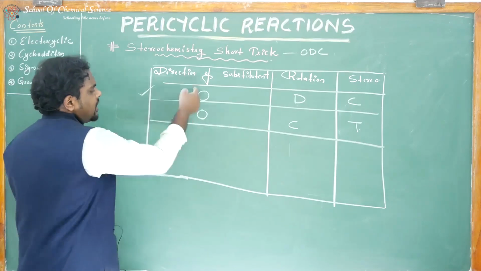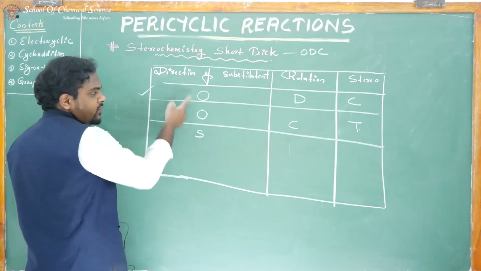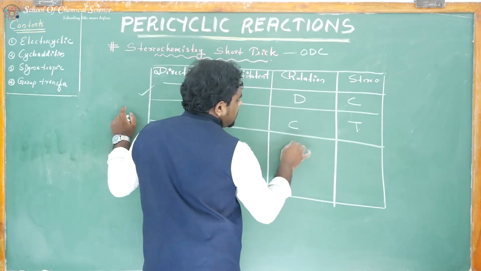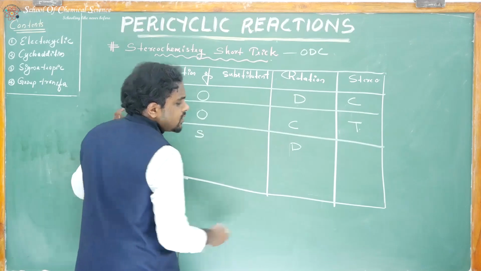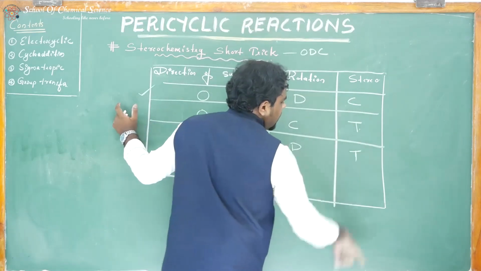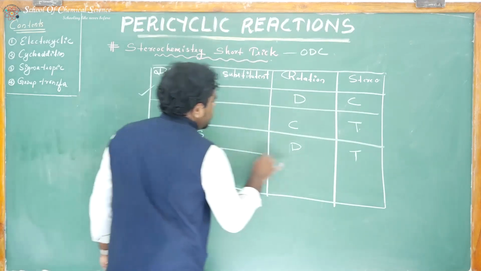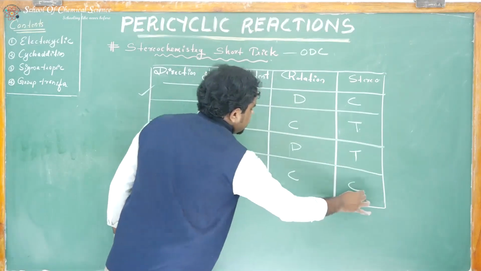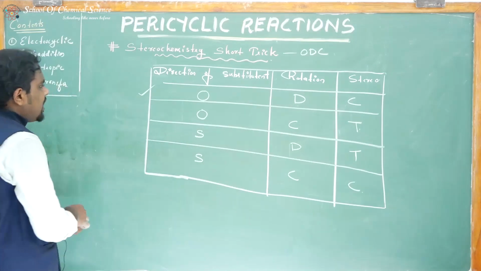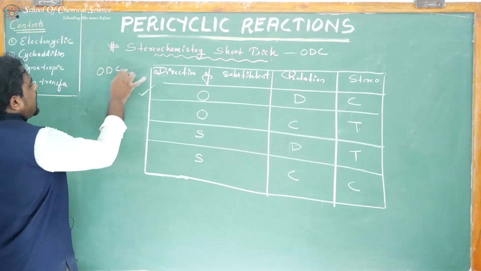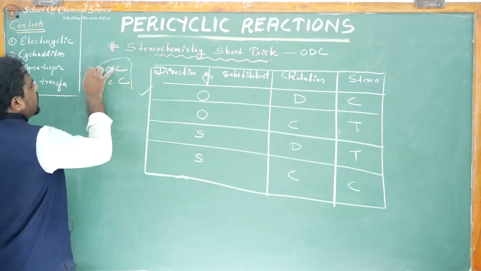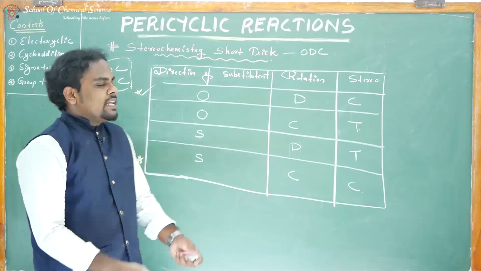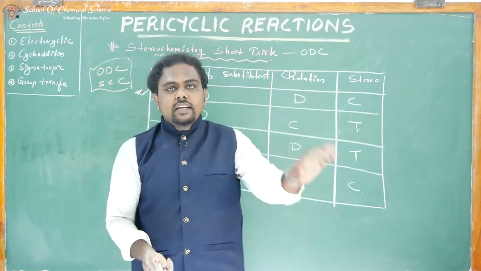Now compare with this. Substituents are same. You have to compare with the first one. Substituents are same, then disrotation, same disrotation, but instead of cis here it is trans. Then substituents are same, con rotation, cis. So remember two things: ODC and SCC. That way you can predict the stereochemistry of any reaction.